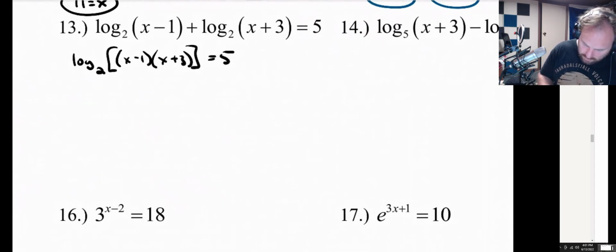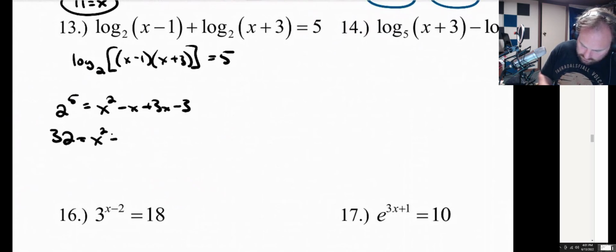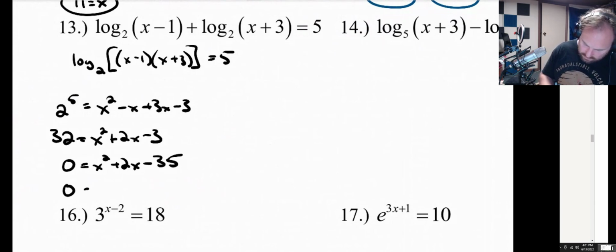So let's rewrite over here. We're going to have 2 to the 5th power, which is 32, equals x squared minus x plus 3x minus 3. This is 32 equals x squared plus 2x minus 3. 0 will equal x squared plus 2x minus 35. And let's see if we can factor this.